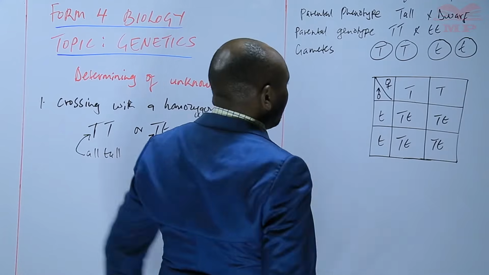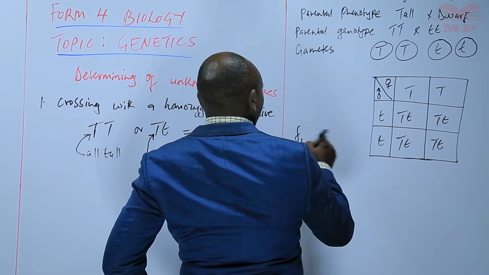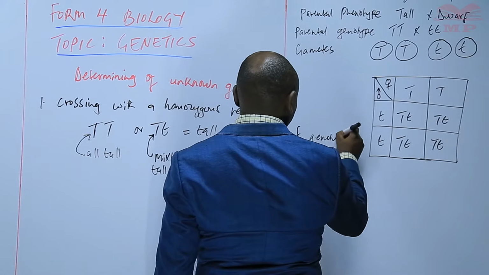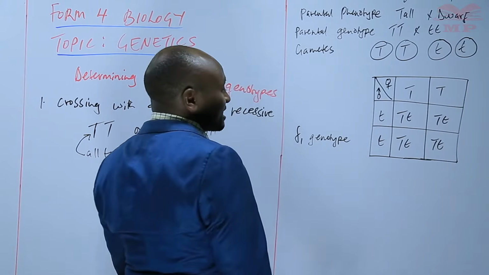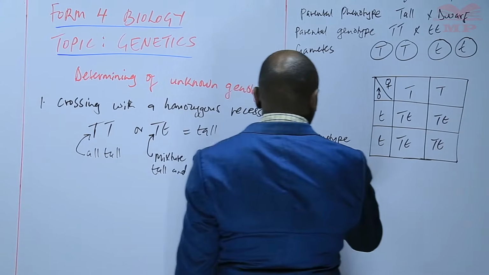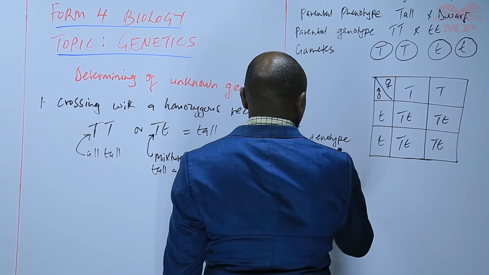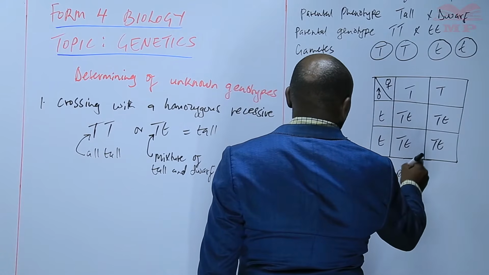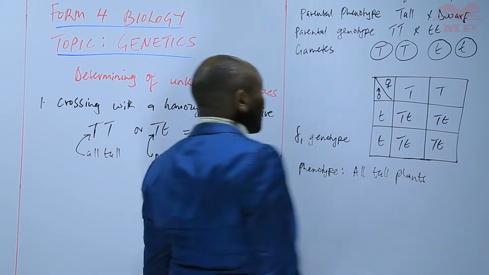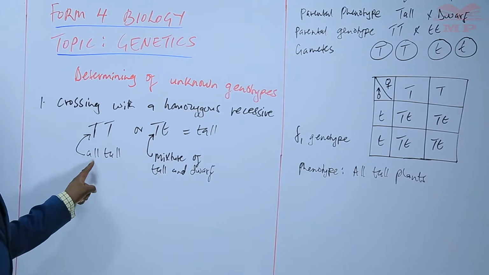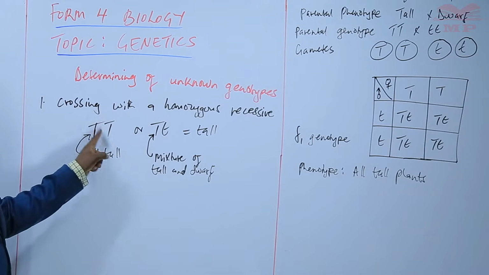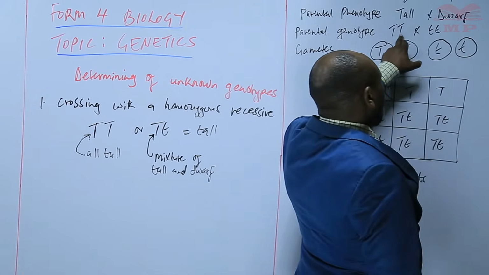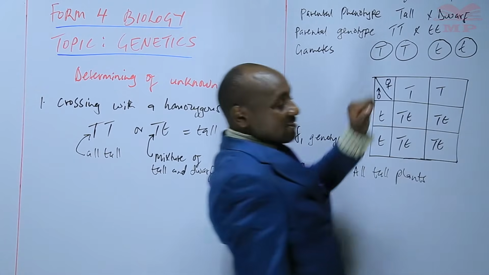then that is the F1 genotype, or the offspring's genotype. Then we are saying that the phenotype in this case is all tall plants. So if we get all tall plants, then it means that the genotype was homozygous. It was capital T, capital T. Then we are crossing it with a homozygous recessive.